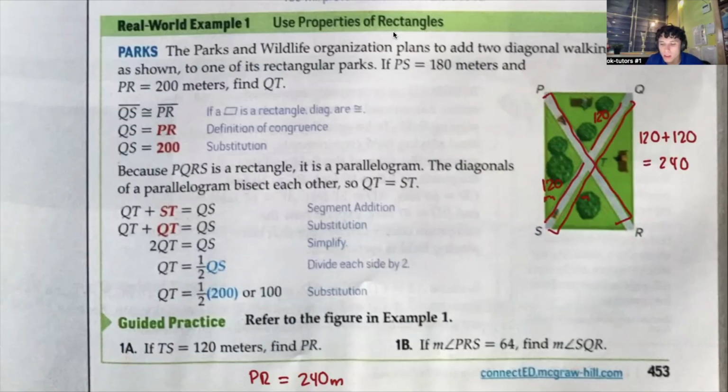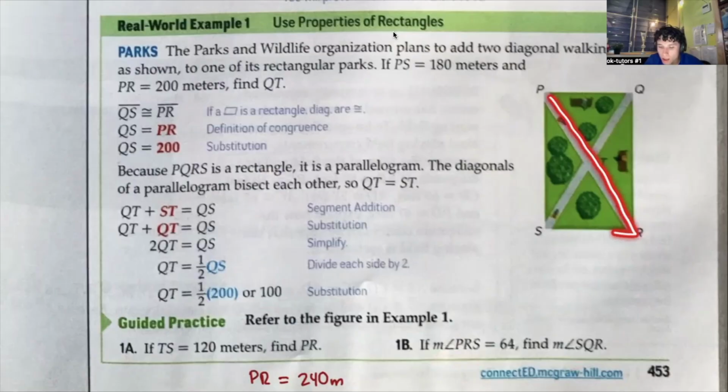Now, let's use the same graph to do the measurement of PRS. If PRS, this angle right here, measures 64 degrees, find the measurement of SQR. How can we find SQR? That's this angle right here. This is the angle that we're going to be finding.